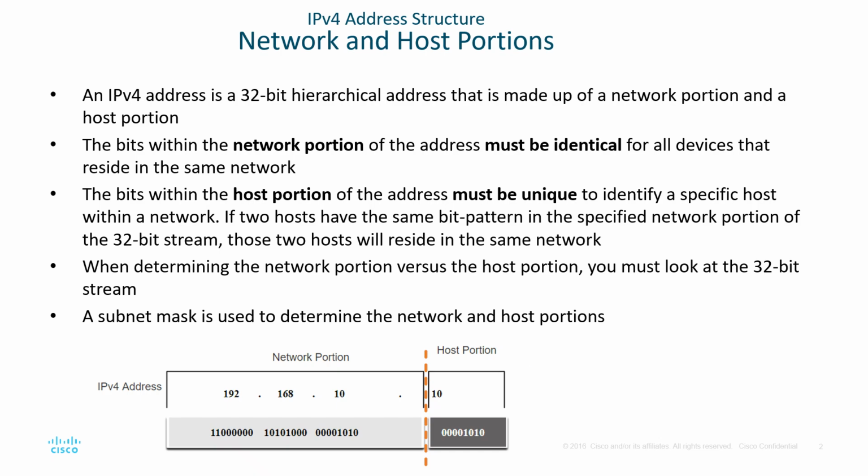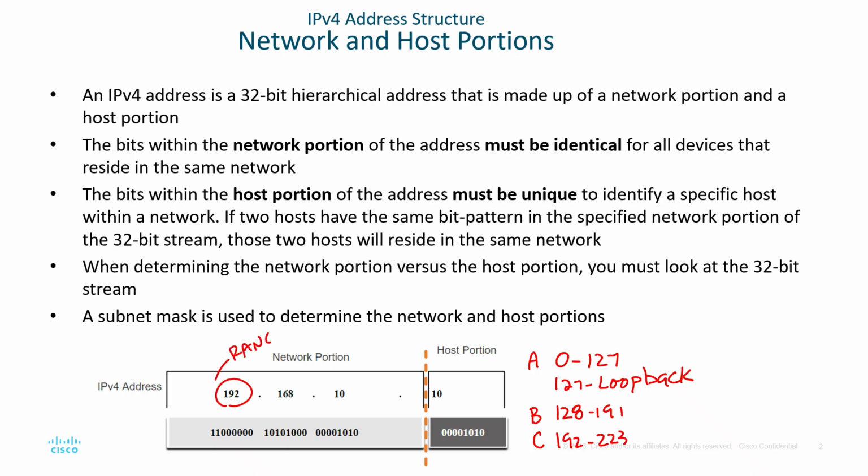The first section of that, going back to your classes of addresses and remembering, a class A is the range from 0 to 127. Again, 127 being the loopback addresses or loopback range. Then a class B is 128 to 191, and a class C is 192 to 223. So when we look at that very first octet here, we can clearly see that this falls into the range of C.